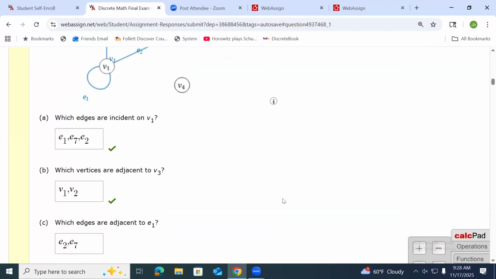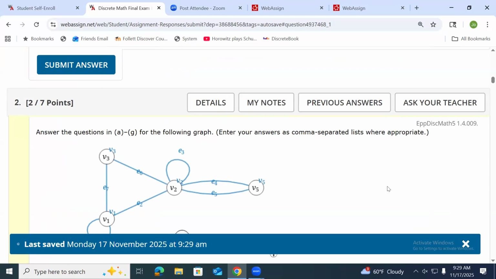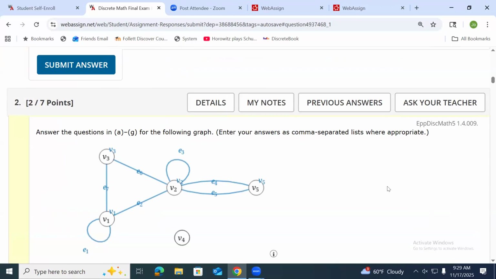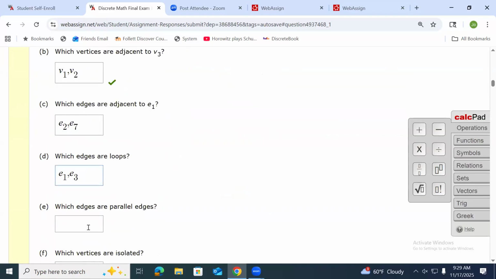Which edges are parallel edges? Parallel edges don't necessarily go the same direction, but they connect the same two vertices together. Imagine this is a huge city like Dallas and this is like New York. There might be two cables connecting the same cities, maybe side by side. So those are parallel. Edge 4 and edge 5 are parallel. I do not see any other parallel ones because there are no other edges connecting the same two vertices together. This only has one, this only has one, this only has one. So edge 4 and edge 5 are the only parallel edges.